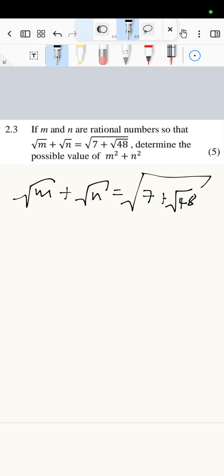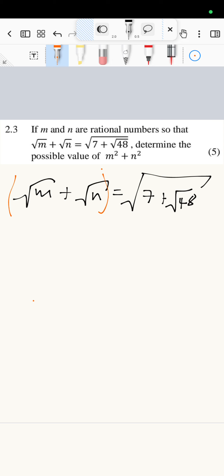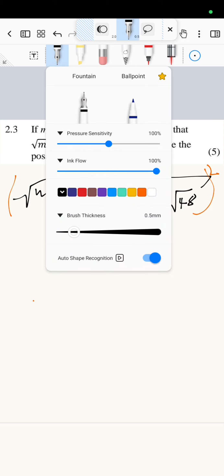Okay, so the first thing that we're going to do, maybe we can just put this in another color because we are inserting this, is to square both sides. So square this side and square this side as well. Right, so once both sides are squared, let's check what we've got.